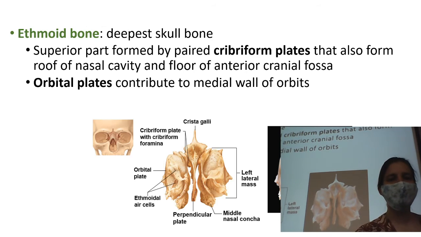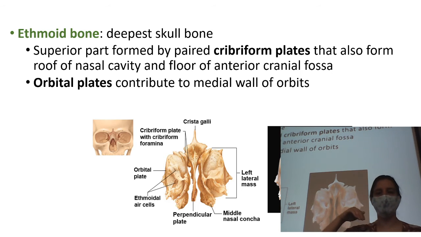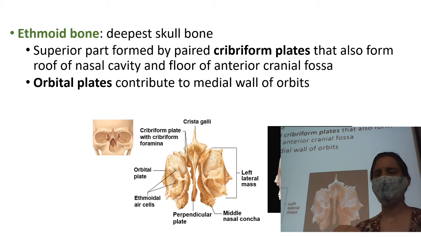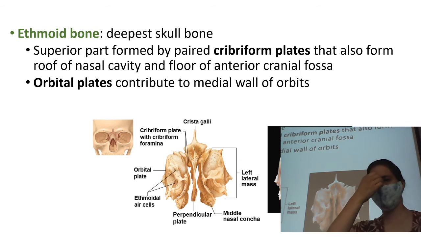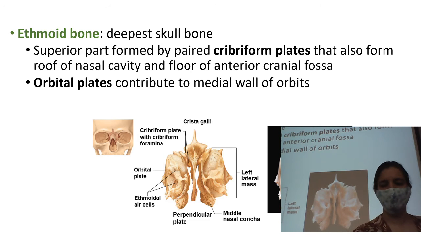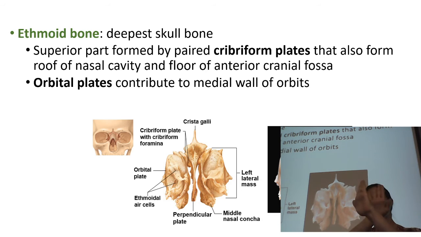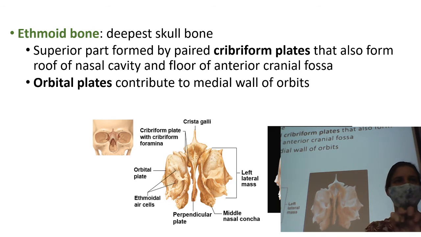The ethmoid bone is deep in the skull. Can you all find it? It's tricky to see either looking front or looking inside, but inside's probably a little bit easier. It's basically making the roof of your nose.